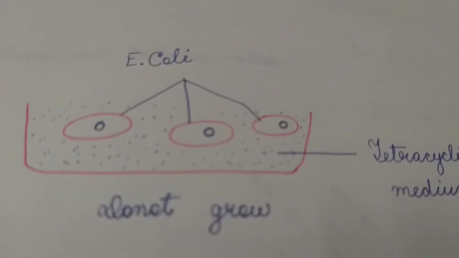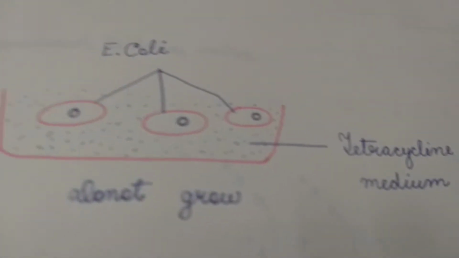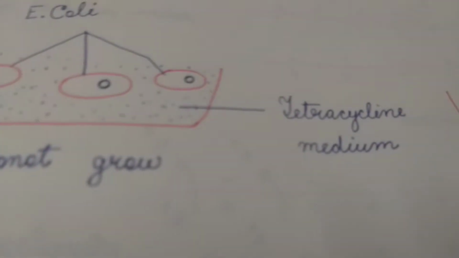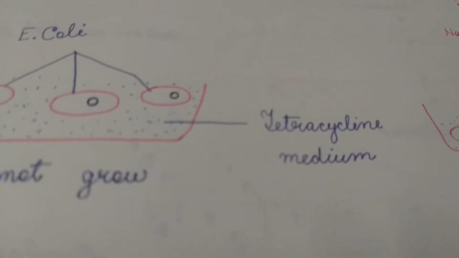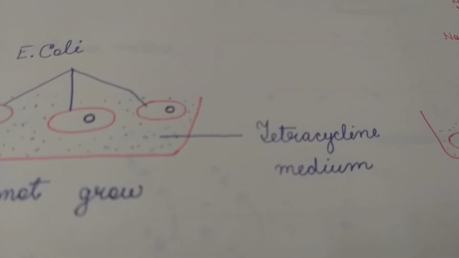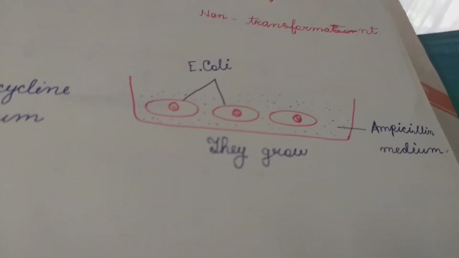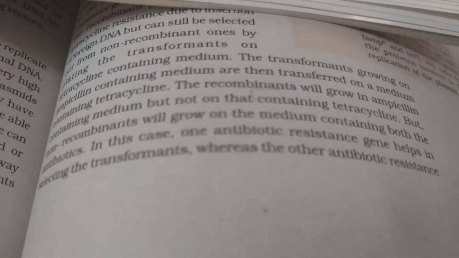These E. coli bacteria have lost resistance to tetracycline due to insertion of a foreign DNA in place of tetracycline resistance gene, that is a selectable marker. But the same bacteria grow in ampicillin containing medium in the other culture plate. So this is the conclusion.